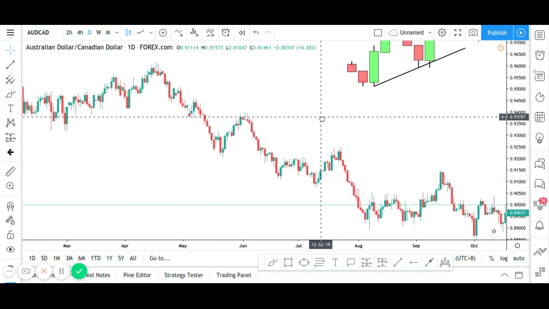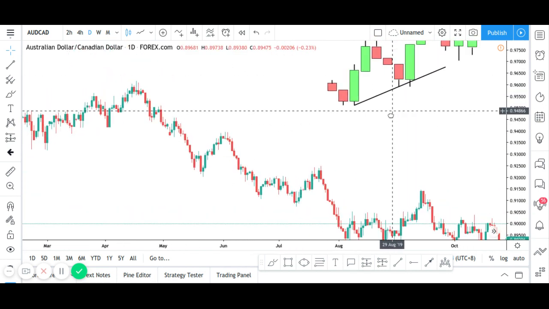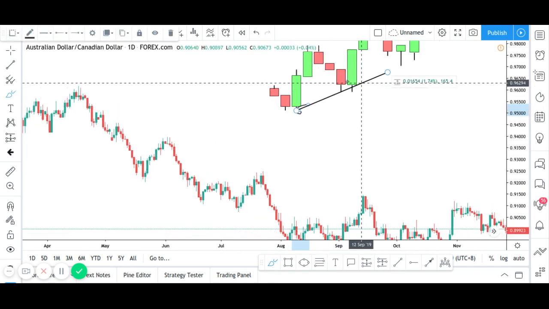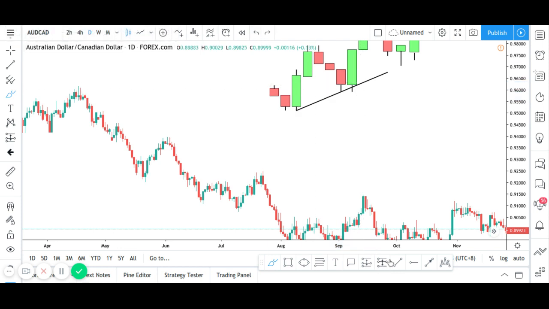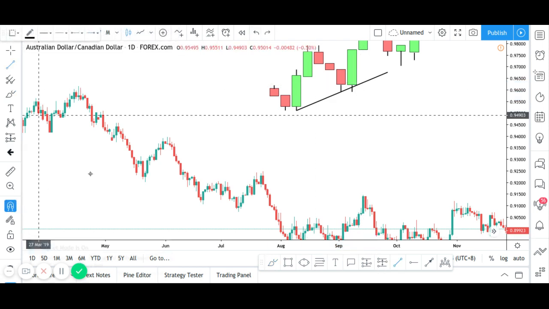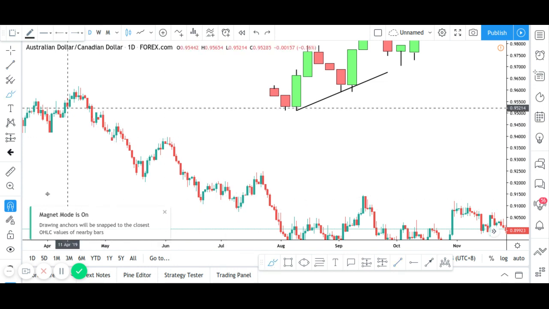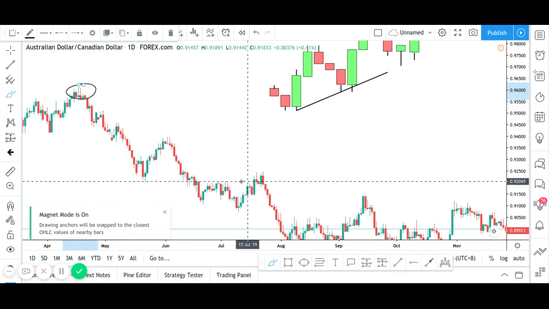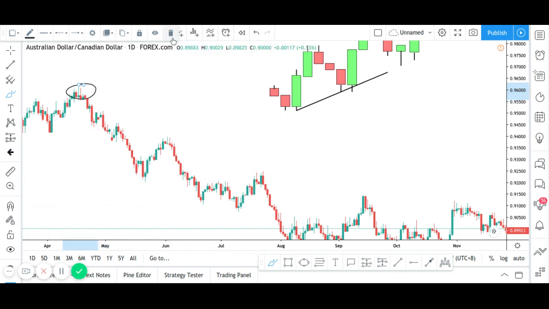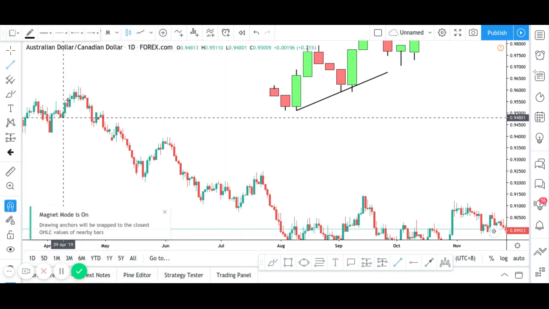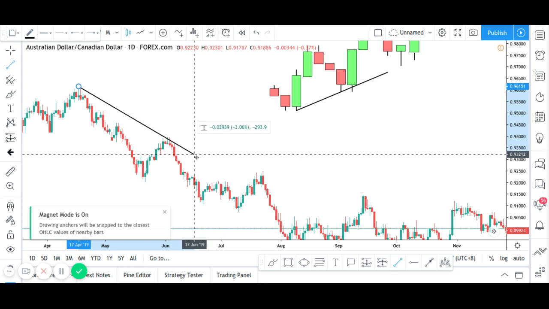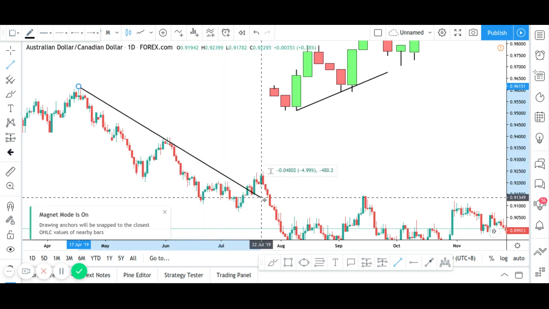Okay, so let's have a look at this move over here, remembering what I said to you guys before about the touches and where the touches are in the market. What we're going to do is take our trend line from this high over here, because that's the highest high in this move, and move our trend line down to the downside.